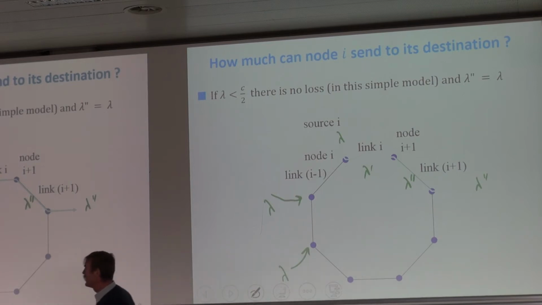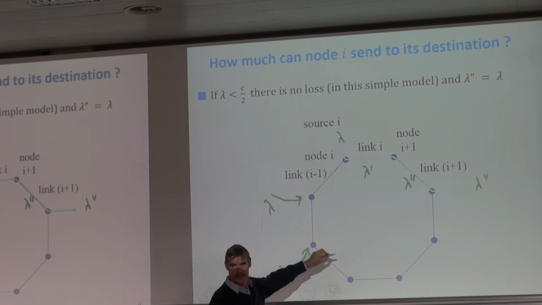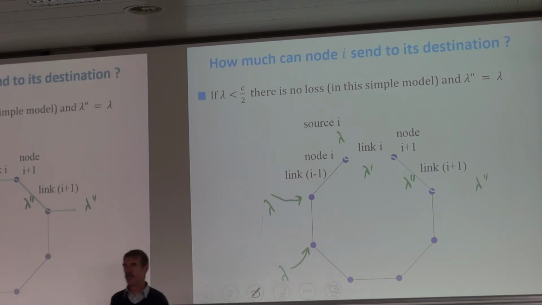It's easy to see that if lambda is less than half of the capacity in this highly symmetric thing, there will be no losses, because on every link there are two flows. The flow for which this is the first hop, and the flow coming here for which this is the second hop. Then if each of the flows is sending at less than half of the capacity, then the total amount of traffic that wants to go onto the link is less than the capacity. There is no loss. So the answer in that case is given here, lambda second.